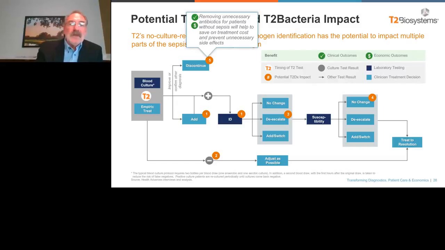Finally, discontinuing empirical antibiotics or antifungal agents can be facilitated by a T2 result as well, removing unnecessary antibiotics for patients without sepsis to help save on treatment costs and prevent unnecessary side effects.